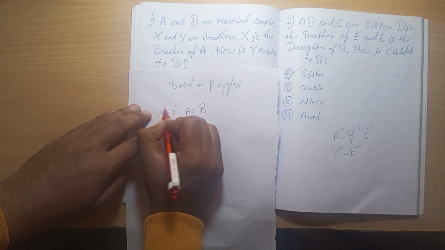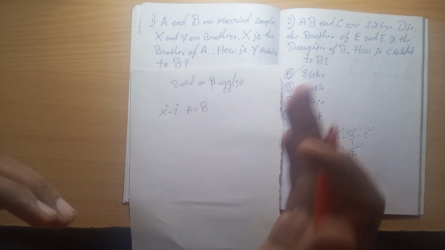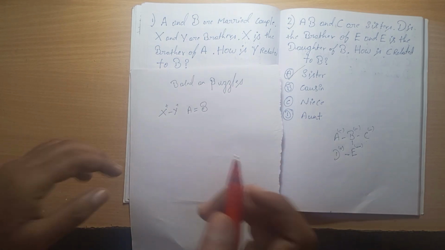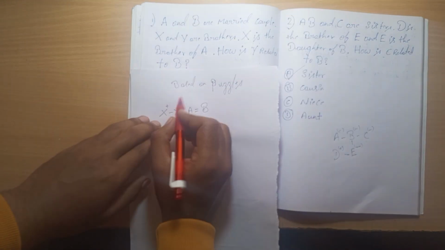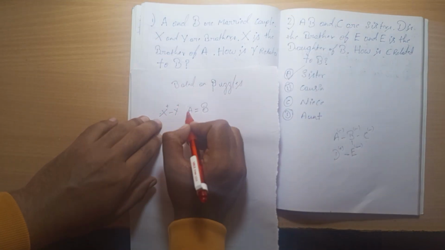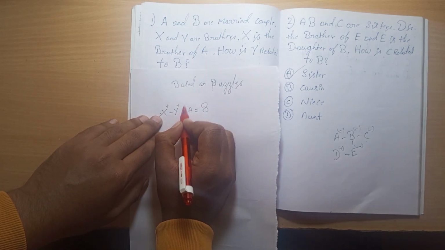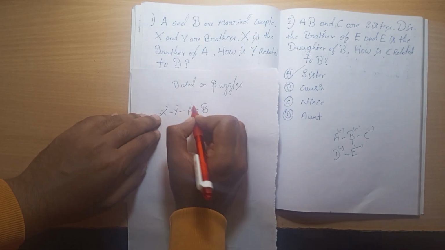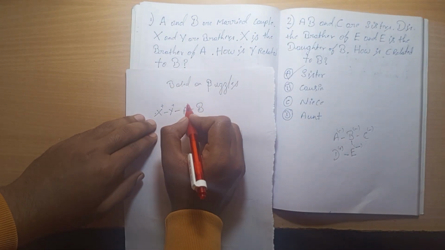X and Y are brothers, and X is the brother of A. Here there is a connection between the first sentence and the second sentence. X is the brother of A, which means Y is also a brother of A, right? Until now we didn't know the gender of A and B. Now we have got the gender.